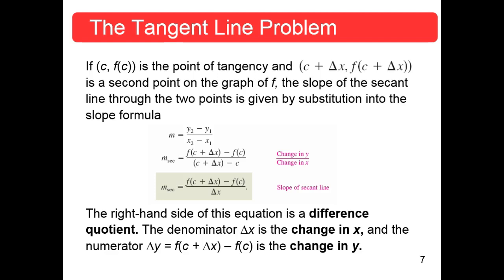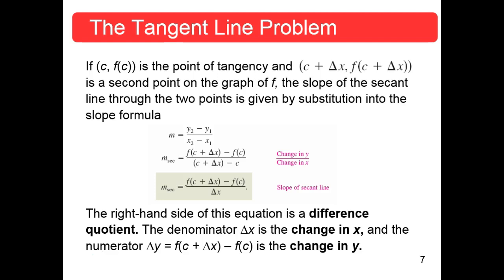That's your y2 minus y1. There's your y2. There's your y1. x2 minus x1. There's your x2. There's your x1. The difference there. And I've already said this is f(c plus delta x) minus f(c). That's your change of y's. And then your change of x's is c plus delta x minus c. Well, minus c plus c is 0. That just gives you a delta x here. So the slope of the secant line is f(c plus delta x) minus f(c) divided by delta x. Change of y over change of x, slope of the secant line.